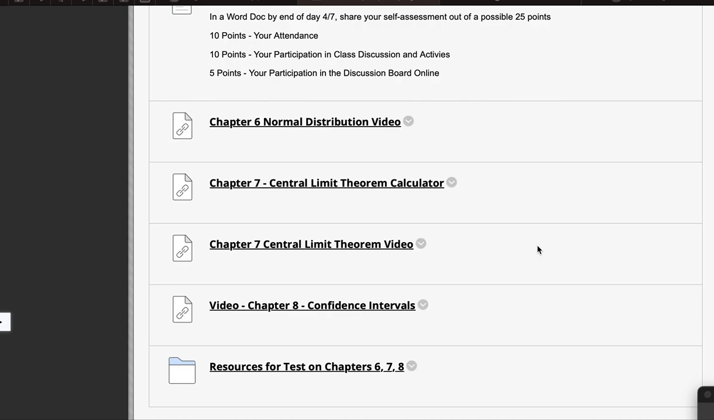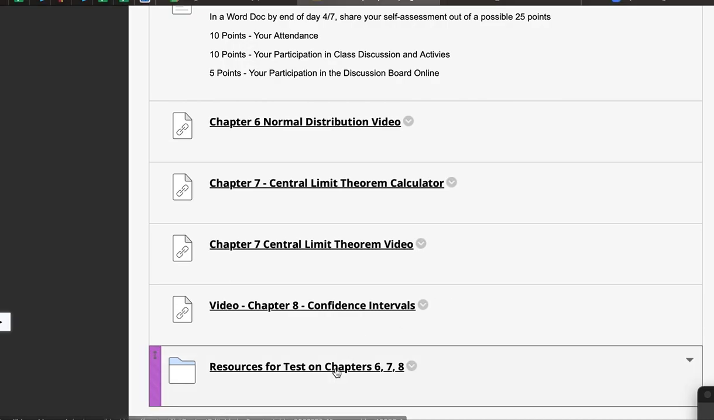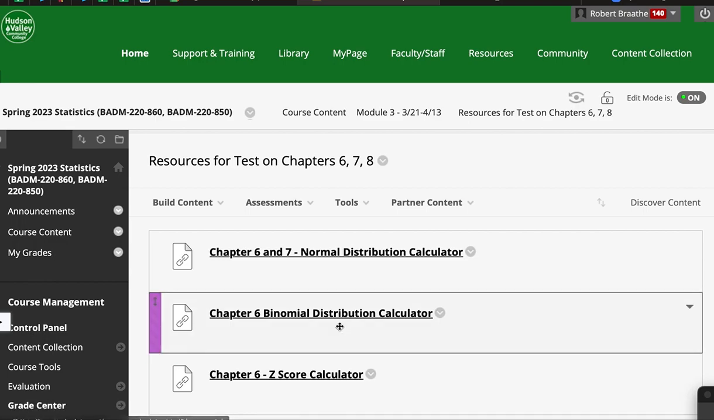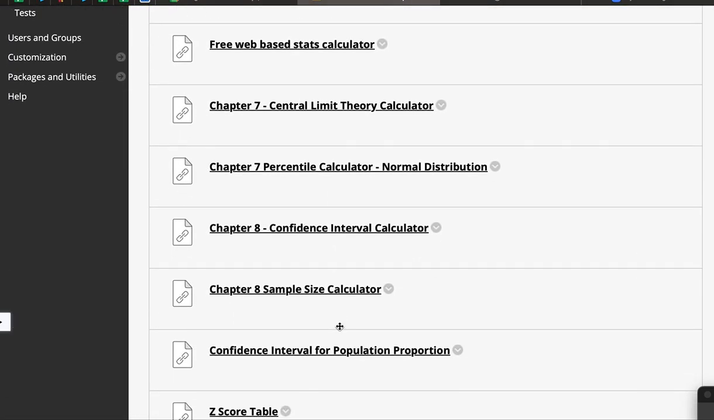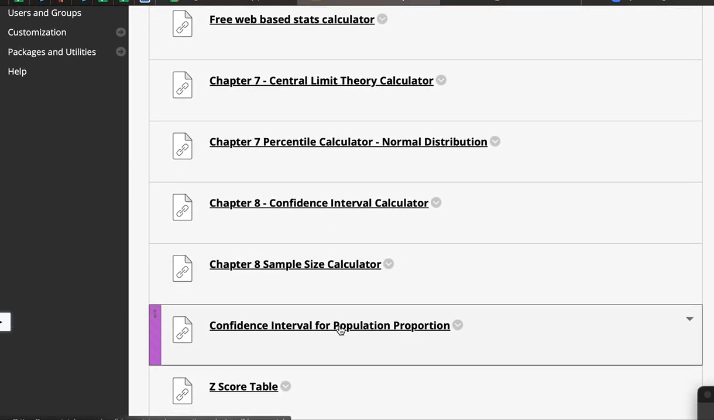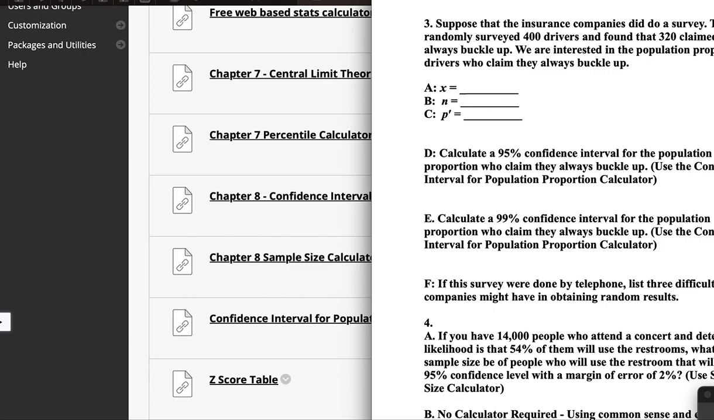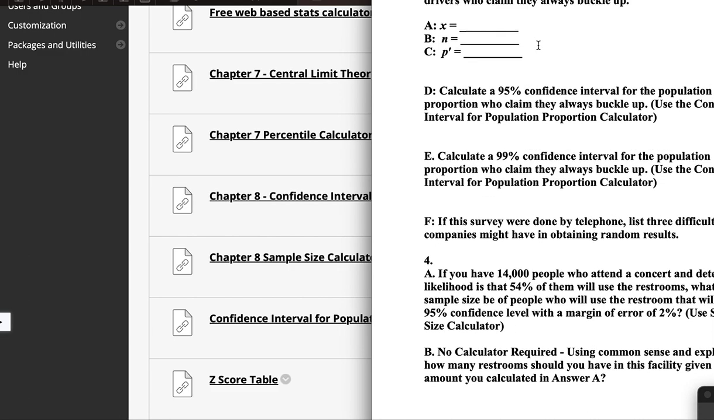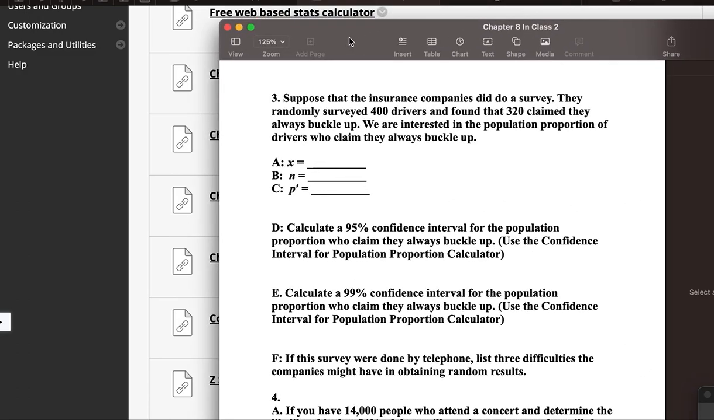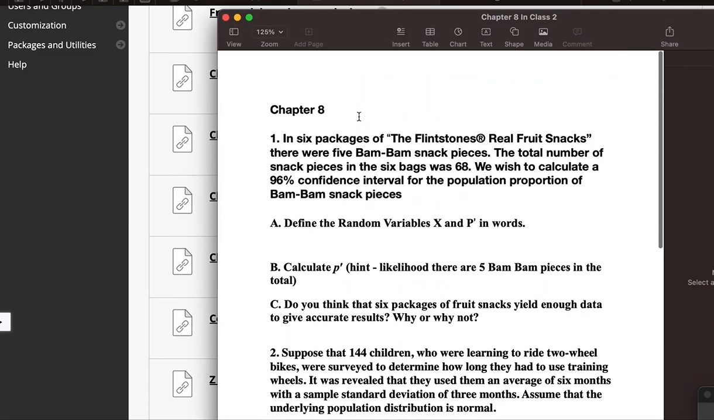Going to be looking at the Chapter 8 resources. There's a couple calculators you'll use for this coming assignment. So we'll take a look at each of these as we go through here. Here's some of the questions that are going to be coming up for your Chapter 8 homework, which are provided.